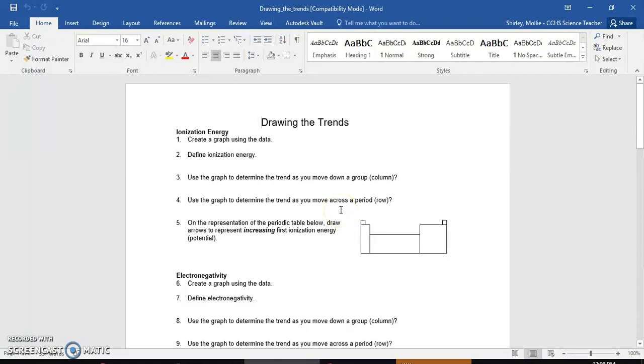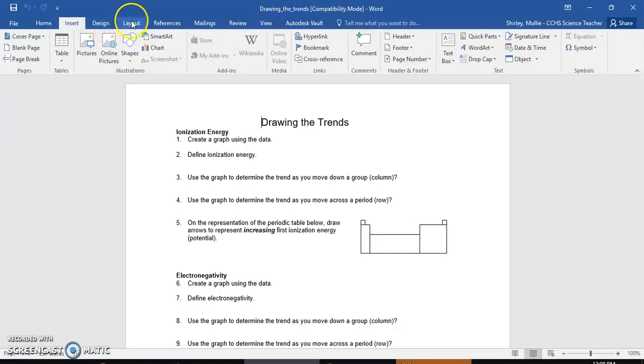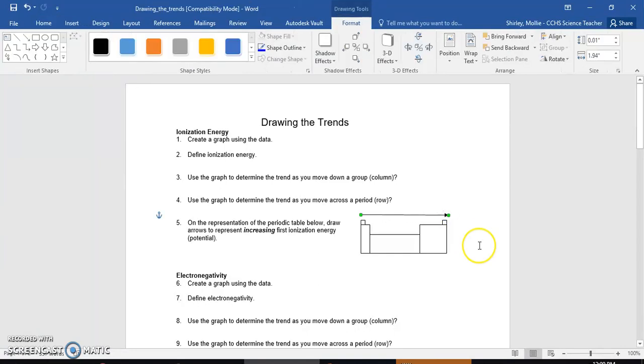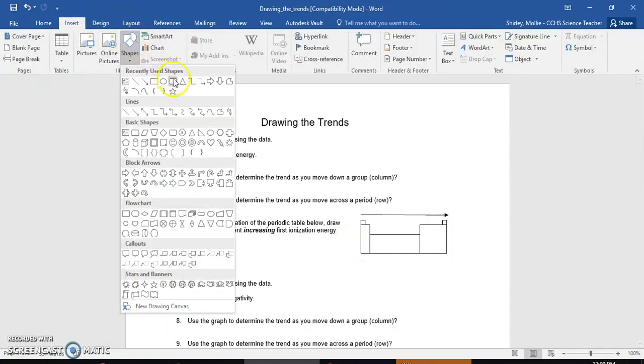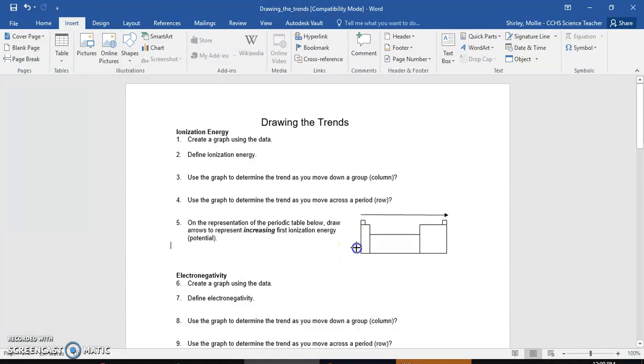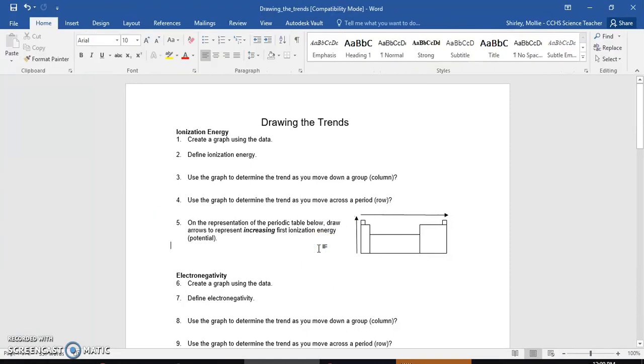On the representation of the periodic table below, draw arrows to represent increasing ionization energy. Okay, so you should be doing this with a pencil. I'll show you with just a little arrow. We said across a period, it increases this way. So draw in that arrow. But as we move down this group, it got smaller. So if we moved up a group, it should get larger, right? So we're just going to insert an arrow, and you can draw yours on. But as you go up a group, our ionization energy gets larger, okay?